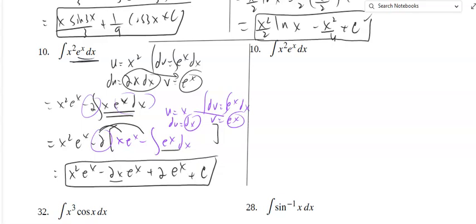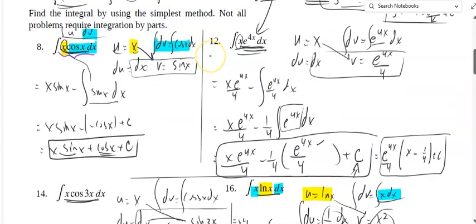Now, somebody said, wait a minute, it seems you're doing this every time. You're multiplying u times v minus the integral of v du. It seems you're taking u times v minus the integral of v du.